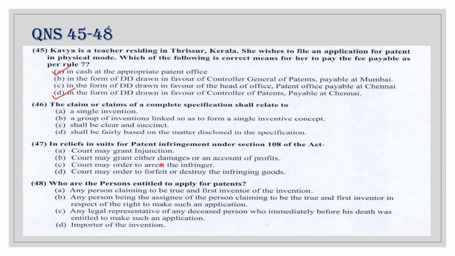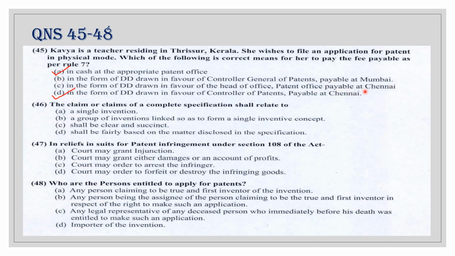But friends, why B and C will not be correct, that we will analyze. Option B says in the form of DD drawn in favor of Controller General of Patents payable at Mumbai. Mumbai is not the jurisdiction. That's why option B is not correct. Option C, in the form of DD drawn in favor of the head of office, patent office payable at Chennai.